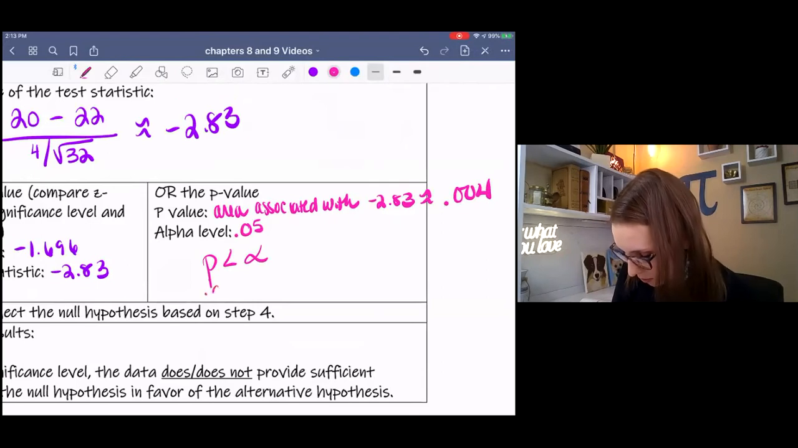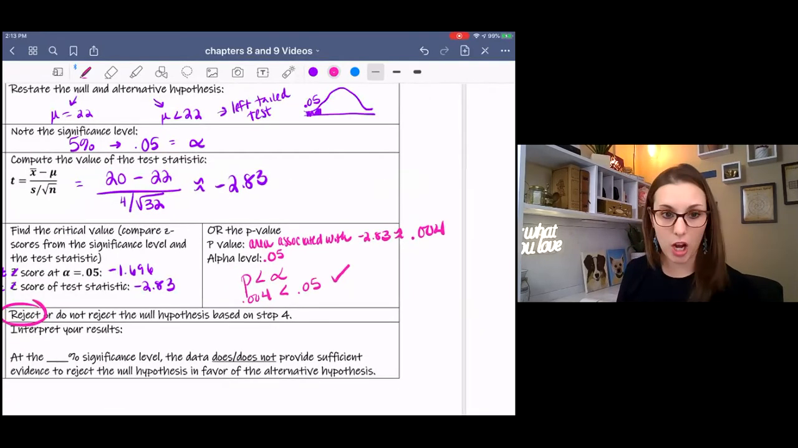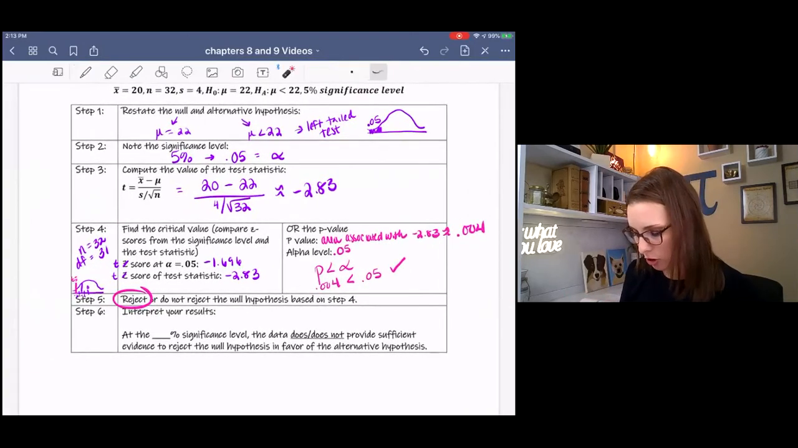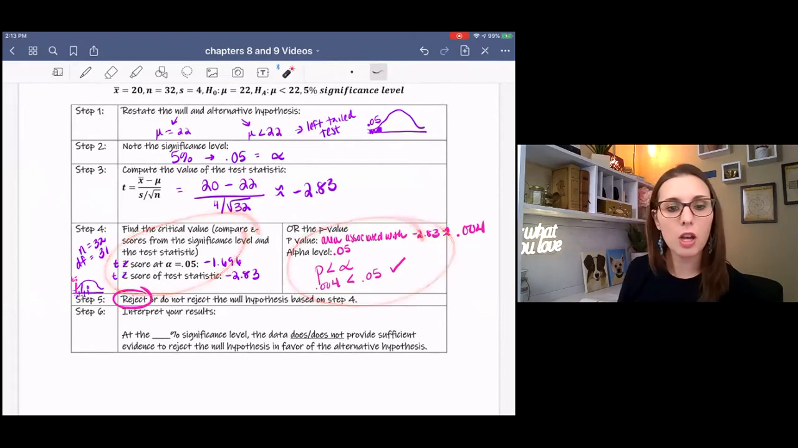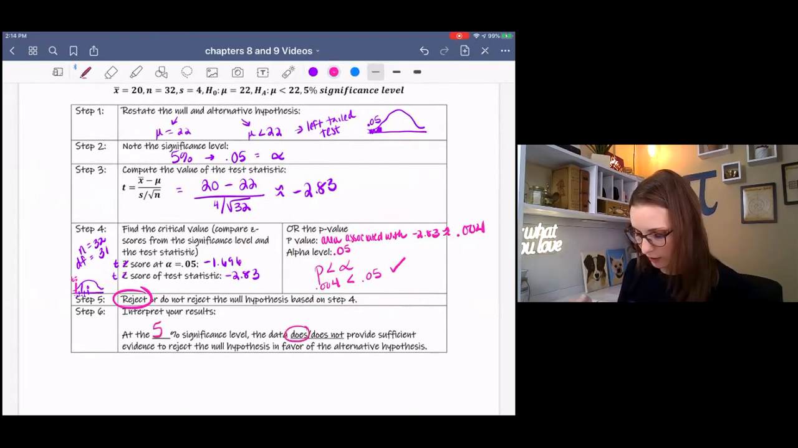So p is 0.004. Is that less than 0.05? Yes, it is. So we reject. That confirms that we reject. So you remember, you don't have to do both approaches. You can just pick one. So at the 5% significance level, we do have sufficient evidence to reject the null hypothesis in favor of the alternative hypothesis.